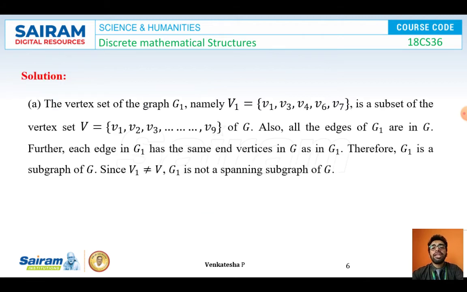The same thing I explained here also. I mean the vertex set of graph G1, given by V1 = {V1, V3, V4, V6, V7}, is a subset of the main vertex set, that is V = {V1 to V9} of G. So hence we can say this is a subgraph, and with the condition that V1 is not equal to V, we can say this G1 is not a spanning subgraph of the graph G.